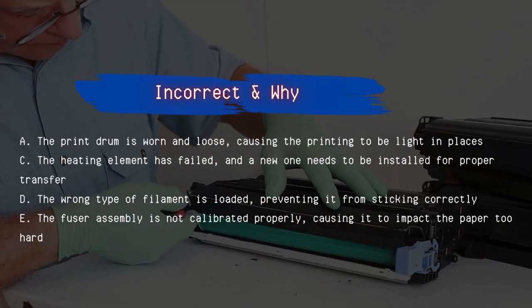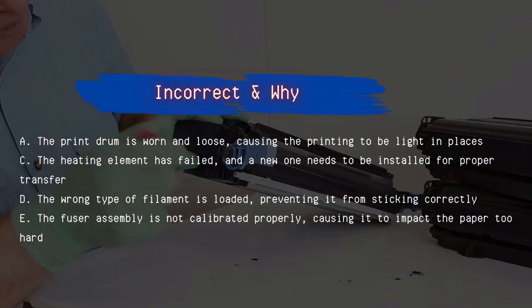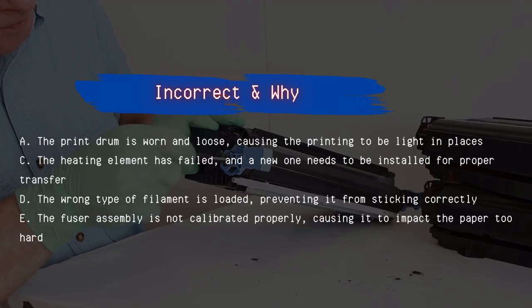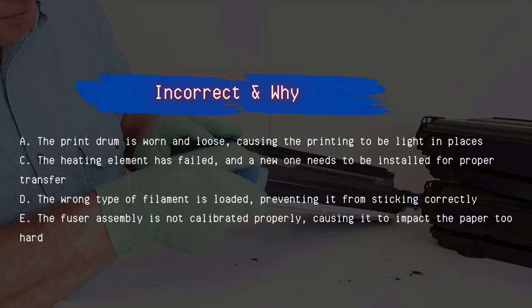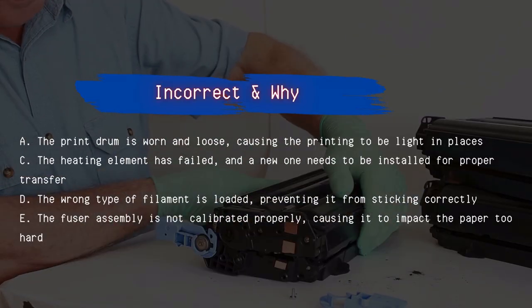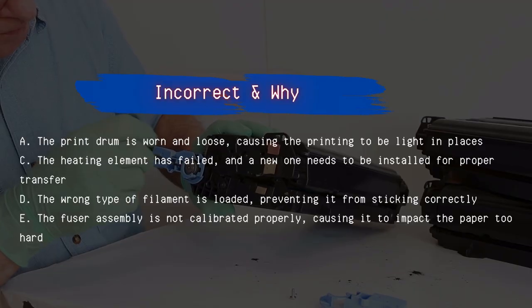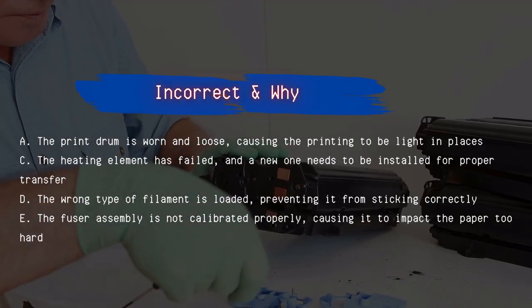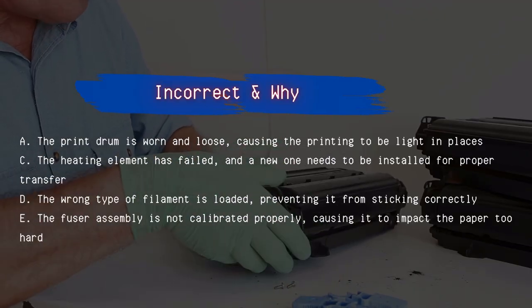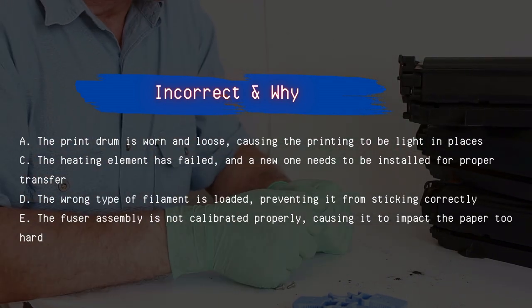D. The wrong type of filament is loaded, preventing it from sticking correctly. Now, filaments are used in 3D printing, not in dot matrix printers. E. The fuser assembly is not calibrated properly, causing it to impact the paper too hard. Now, fuser assemblies are found in laser printers to bond toner to paper using heat. Dot matrix printers do not have fuser assemblies.